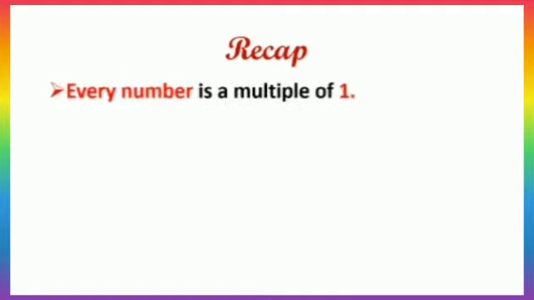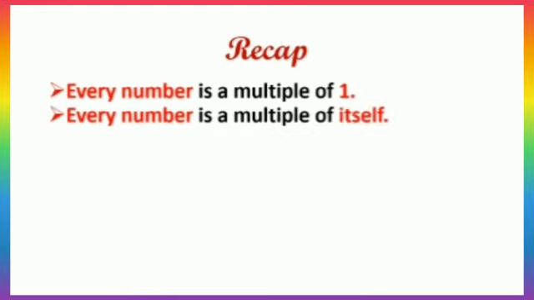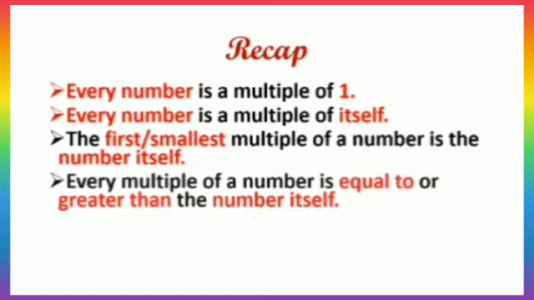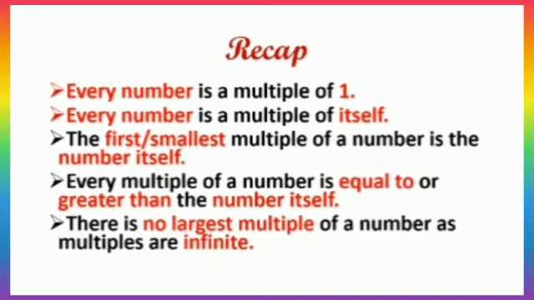Let's take a quick recap of what we have learned so far. Our very first property that we studied was that every number is a multiple of 1. The second property says every number is a multiple of itself. Then, the first or the smallest multiple of a number is the number itself. Then, every multiple of a number is equal to or greater than the number itself. Then, there is no largest multiple of a number as multiples are infinite.